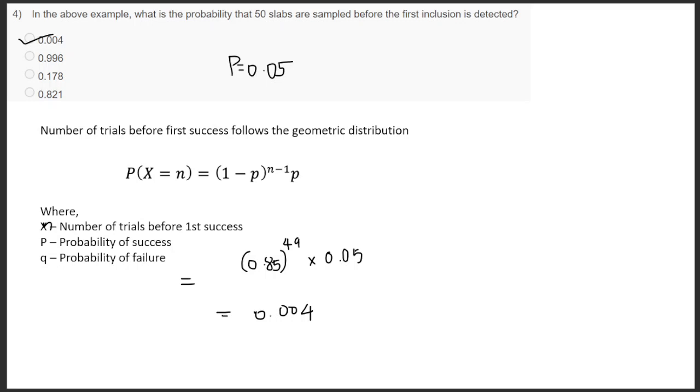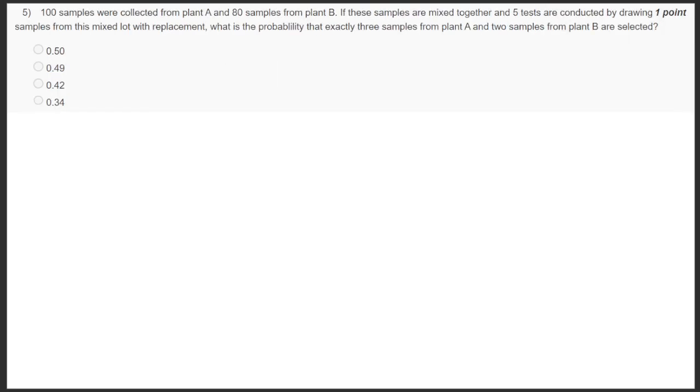Next question. 100 samples were collected from plant A and 80 samples were collected from plant B. If these samples are mixed together and 5 tests are conducted by drawing samples from the mixed lot with replacement, what is the probability that exactly 3 samples from plant A and 2 samples from plant B are selected? It's a short problem only.